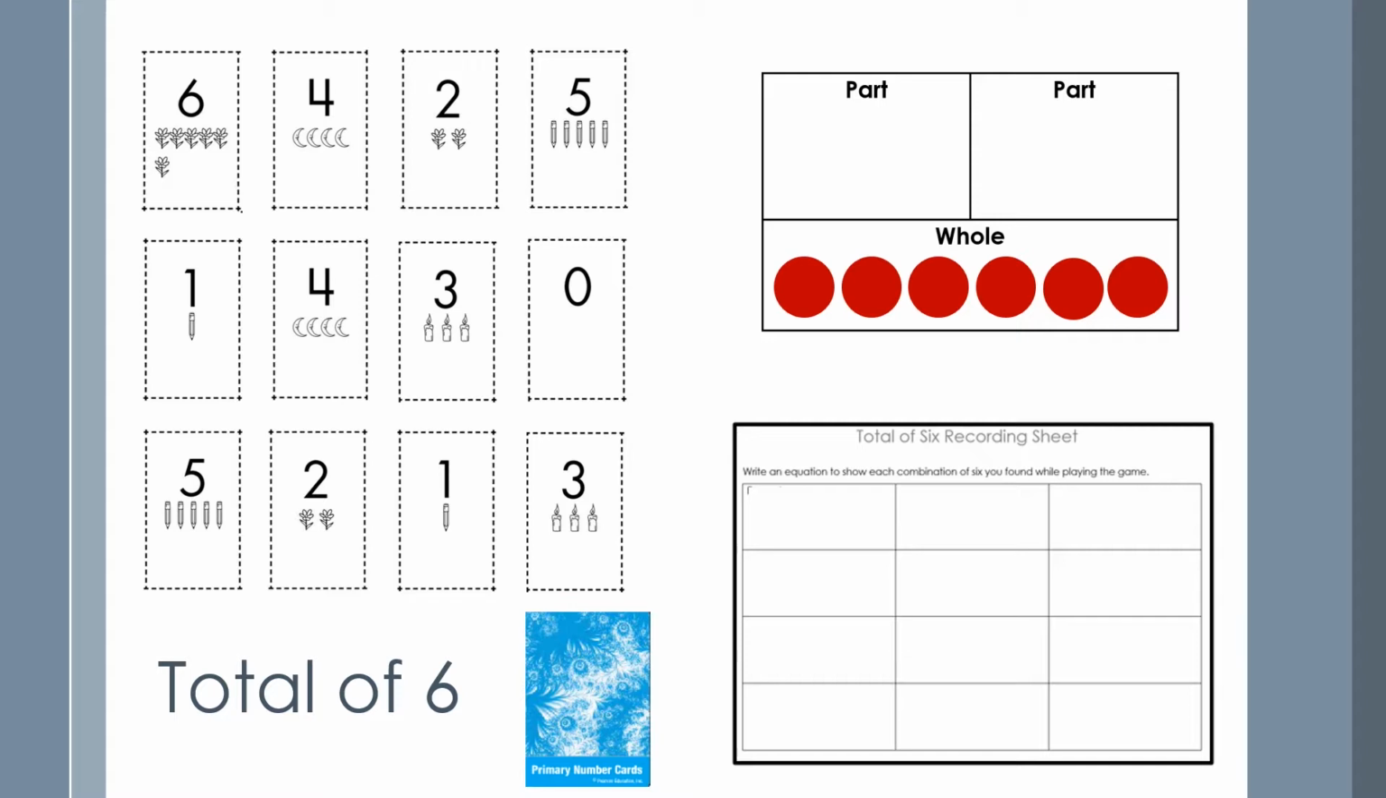After you mix up the cards, lay out 12 of them in 3 rows with 4 cards in each row. Put the remaining cards in a pile face down. You will also need the Total of 6 recording sheet and a pencil nearby.